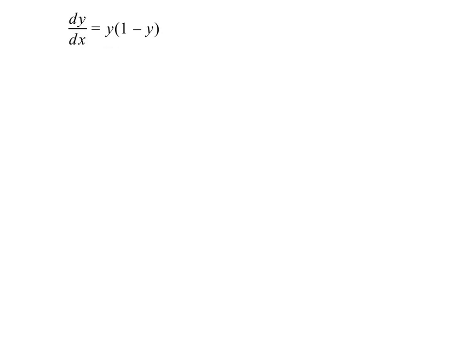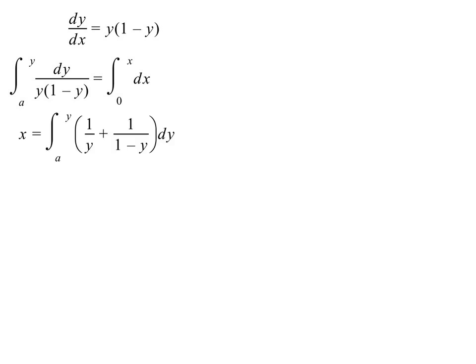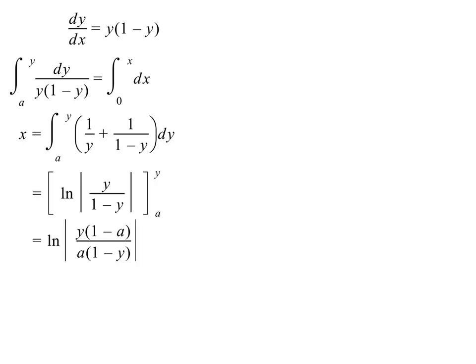So y times 1 minus y, separate it out. We can do a little partial fractions on the left-hand side: 1 on y plus 1 on 1 minus y. Right-hand side just becomes x. We end up with the log of y over 1 minus y. Substituting into that, well, when I substitute in y, I get y on 1 minus y. But when I substitute a, I get a on 1 minus a, but it's minus that log.